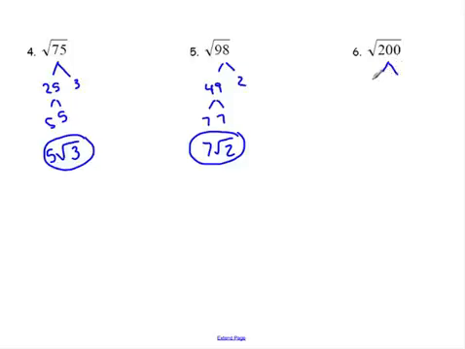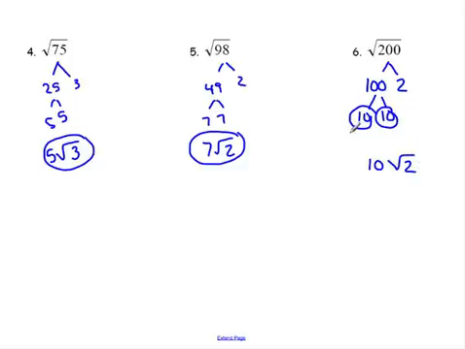Welcome back. Hopefully you've gotten a good answer. I would break 200 down into 2 and 100. You could have broken it down to a lot of other things. I really like this because this breaks down nicely into 10 and 10. And at that point, I can actually stop and say that I have 10, because that's a pair, and then I'll have the square root of 2.